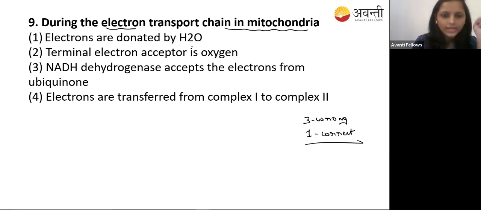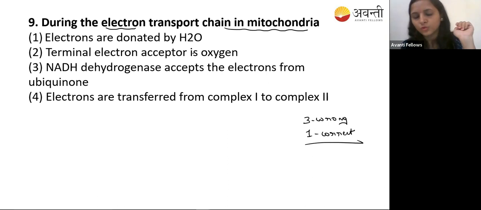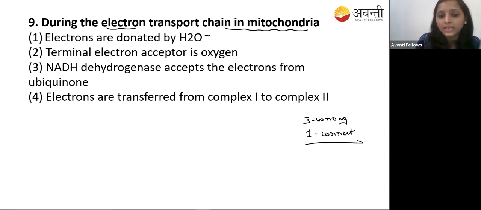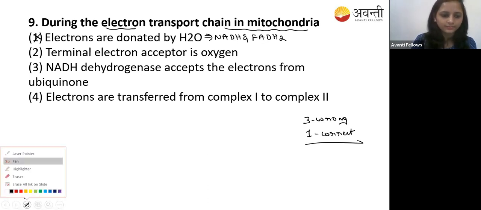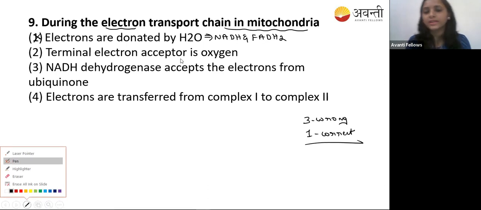Option 1: electrons are donated by H2O. No. In photosynthesis, it is donated by water, but in the mitochondria, it is donated by NADH and FADH2. It is not by water. So that is the reason option 1 is wrong, right?